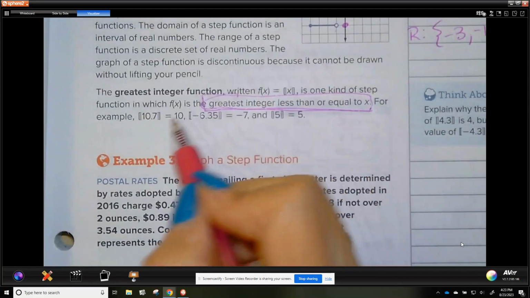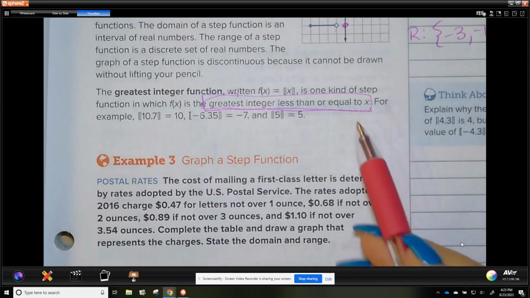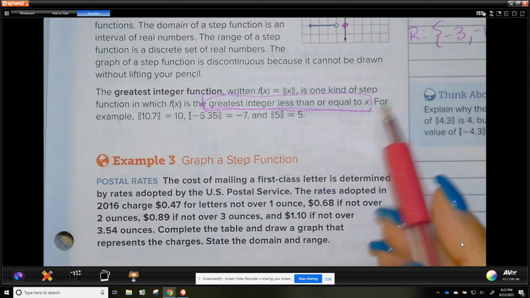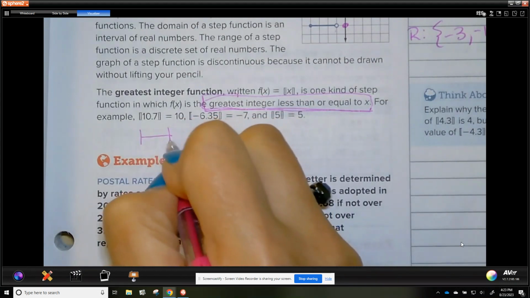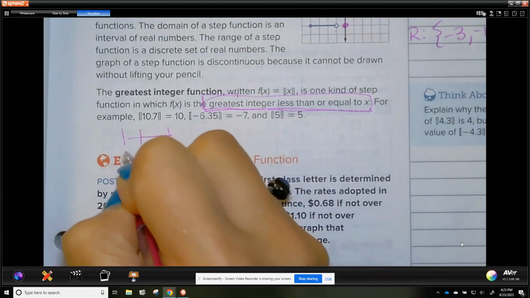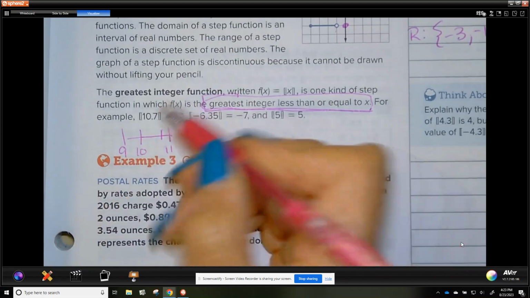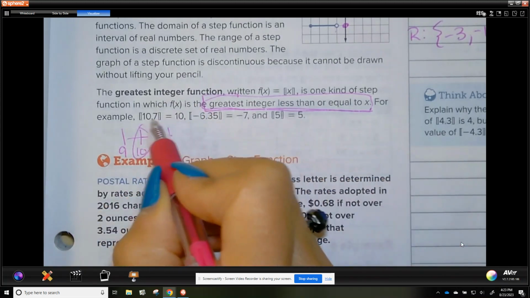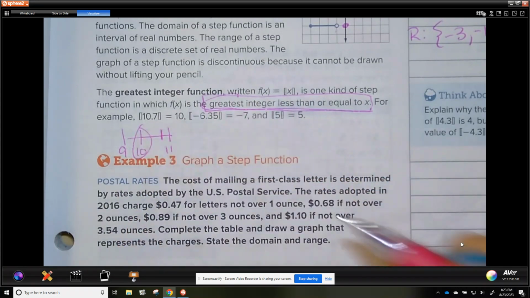So let's look. You're not just rounding up or down. You're looking at the greatest integer that's less than or equal to x. So here's a number line. Here's 9, here's 10, here's 11. 10.7 is right there. The greatest integer is 10.